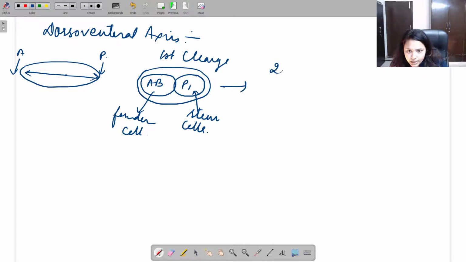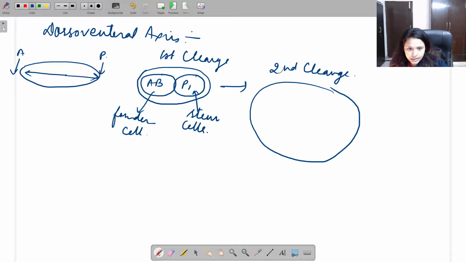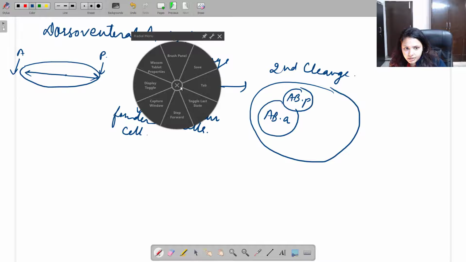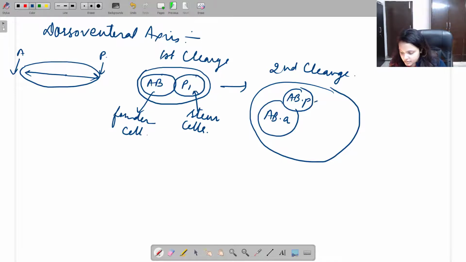Okay, so second cleavage, in second cleavage what happens? So this AB is divided into two different cells. One cell is known as AB P and the other AB A. This is AB posterior, this is AB anterior. Okay, and after this P1 is again divided into two, which is known as P2 and EMS. Okay, so this is the division.